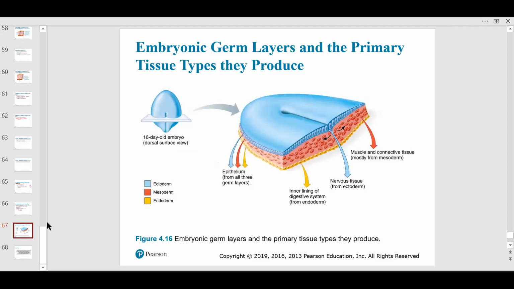So what are we looking at here? The germ layers and where they grow, this is how I started. I won't ever show you a picture of this, so don't worry.